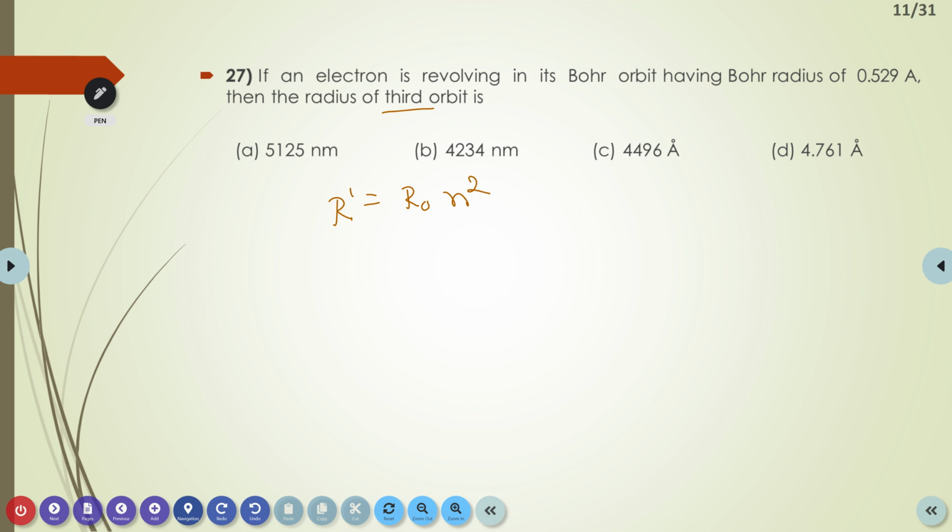Bohr orbit. Then he is asking the radius of the third orbit. That is r3 equal to 0.53 into 9. Then it comes around 4.761 angstroms. This is the right choice. Okay, next.